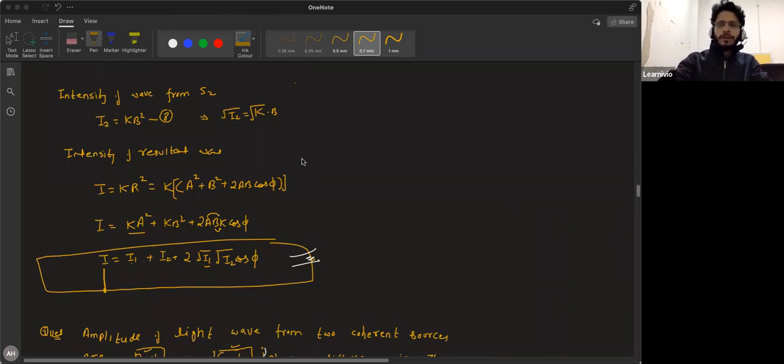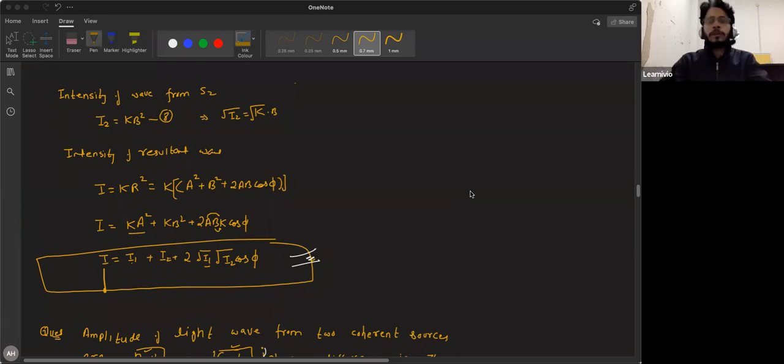Nabil, what are coherent sources? Yashika, what are coherent sources? They're the sources which have the same frequency. Not just frequency. Frequency is least important. The most important thing is constant phase difference. Same frequency, same wavelength, and a constant phase difference. The sources emitting these types of light are known as coherent sources.